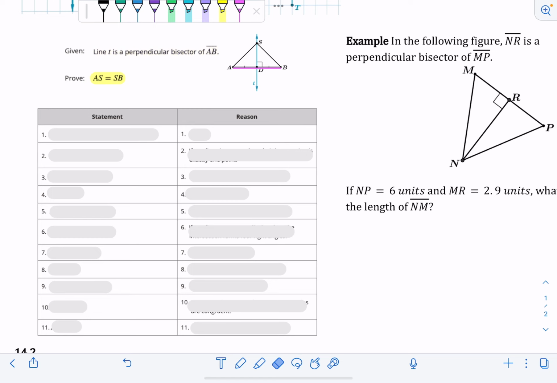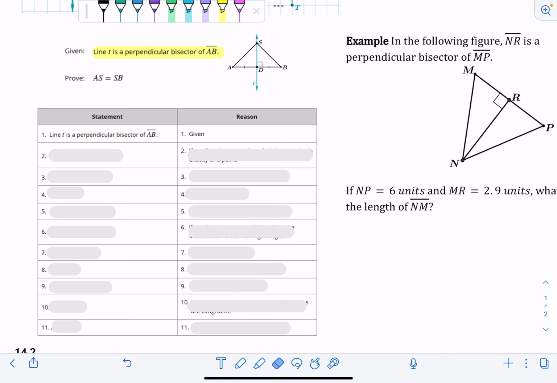Okay, so we know proofs always start with stating what is given to us. So we're given that line T is a perpendicular bisector of segment AB. So that'll be our statement number one. Line T is perpendicular bisector of segment AB. The reason is that it was given to us.